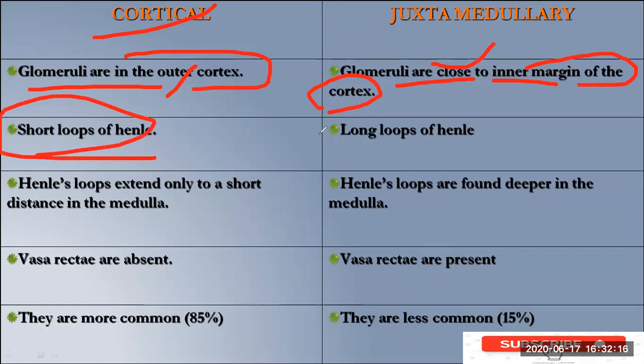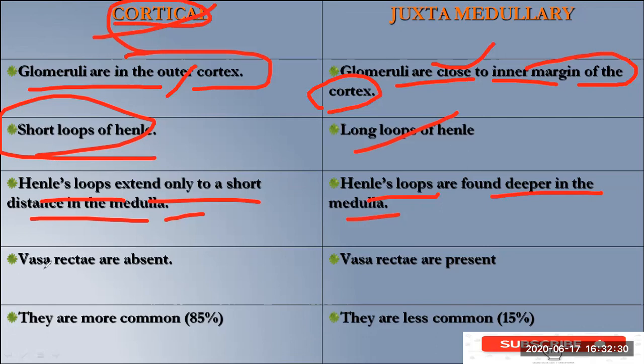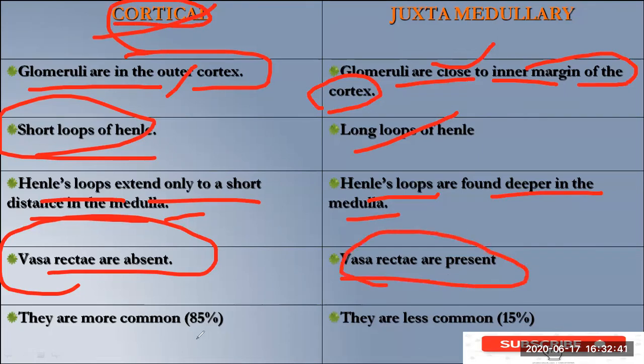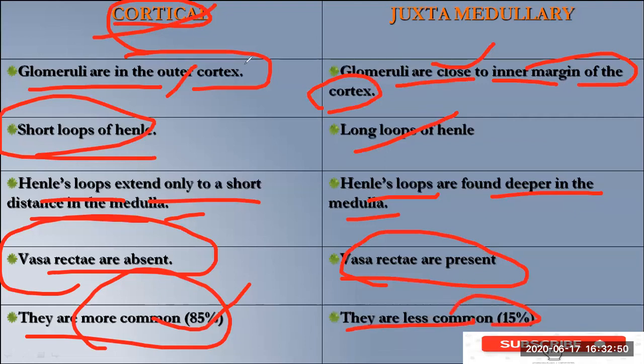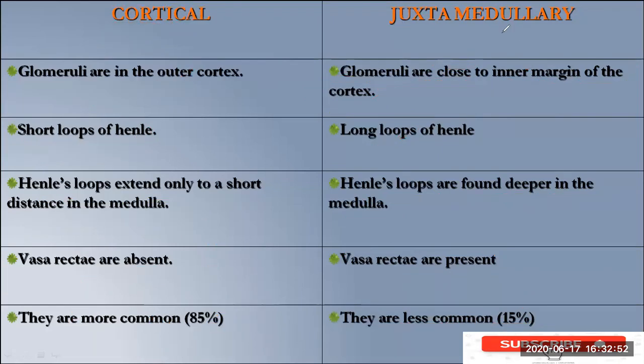Cortical nephrons have short loops of Henle, here long loops of Henle. The loop of Henle extends only a short distance into the medulla in the cortical nephron, because it is found only in the cortical region. Here the loops of Henle are found deeper in the medulla. Vasa recti are absent in cortical nephrons, meaning peritubular capillaries are absent. Here peritubular capillaries are present. They are most common, 85% of the nephrons are cortical, and only 15% are juxtamedullary. So this is the difference between cortical as well as juxtamedullary nephron.